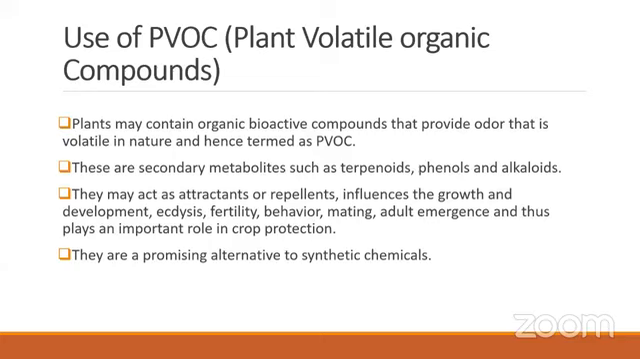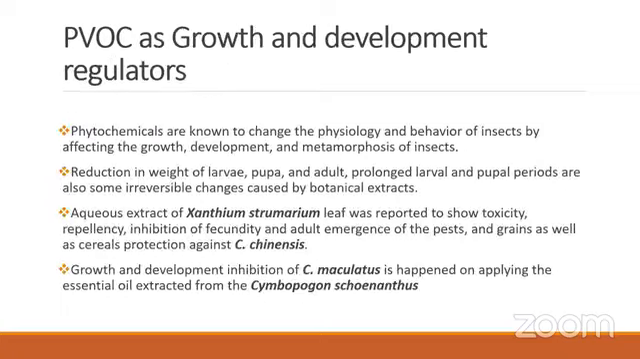They also influence the growth and development of insects, ecdysis. Even the fertility, they impact their behavior, mating behavior, the adult emergence, and play an important role throughout crop protection. It means that by using these volatile organic compounds, we can have an impact from the eggs till adult, because this is providing different options, like for the growth and development, the fertility, and adult emergence also. So they are promising alternatives to synthetic chemicals. Now, how we can use these volatile organic compounds, we'll see in further slides.